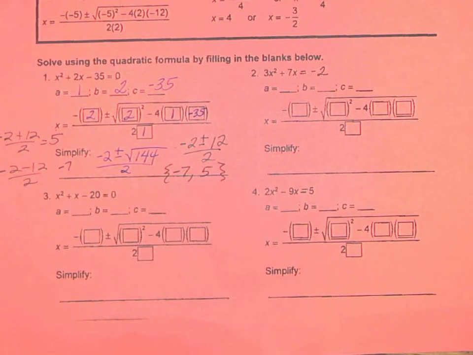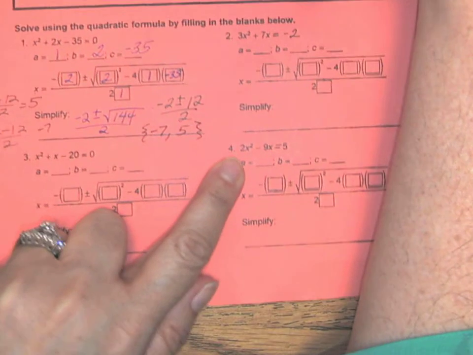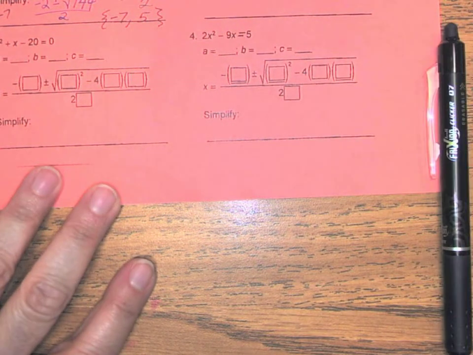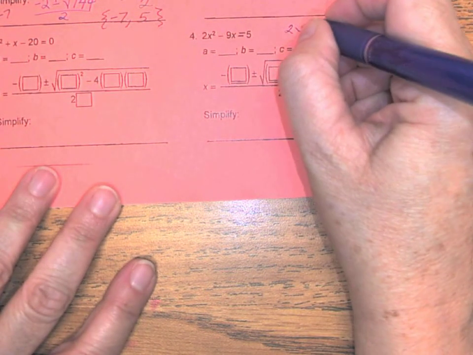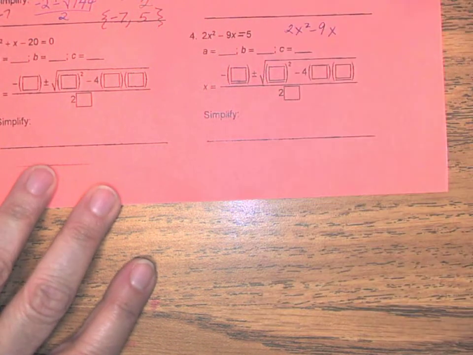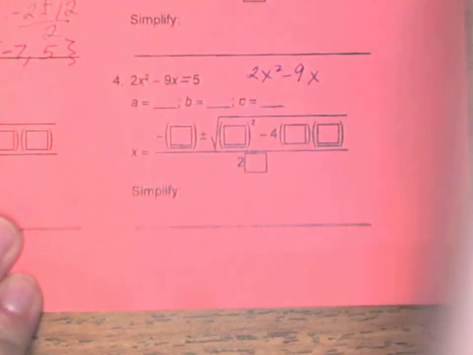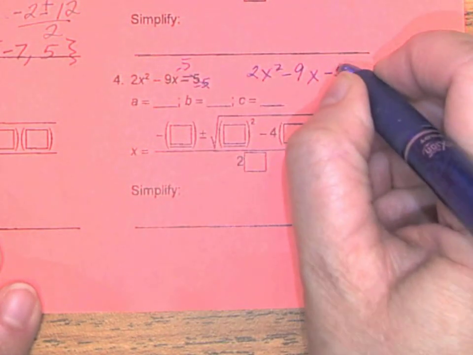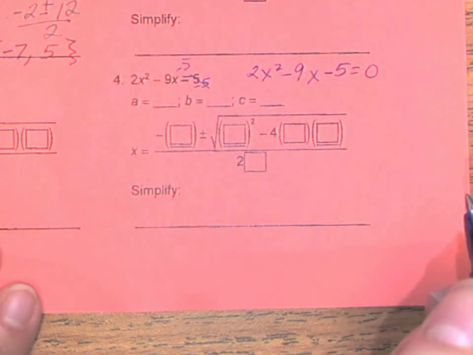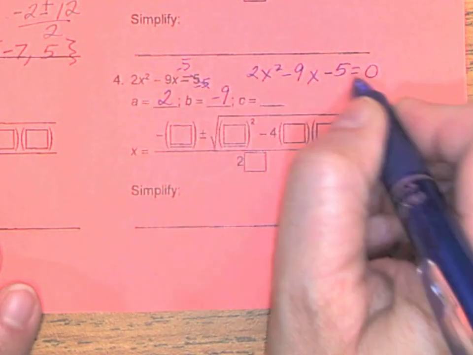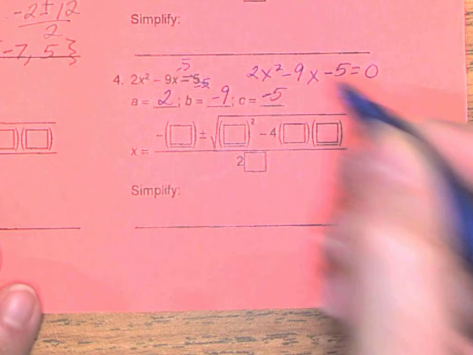I'm going to do one more here. I'm going to skip down and do number 4. It's not equal to 0, so the very first thing I have to do is set it equal to 0. Do not identify A, B, and C until it's equal to 0. To do that, I need to get rid of the 5 by subtracting it. That makes 2x squared minus 9x minus 5. So what is A? A is 2, B is negative 9, C is negative 5.